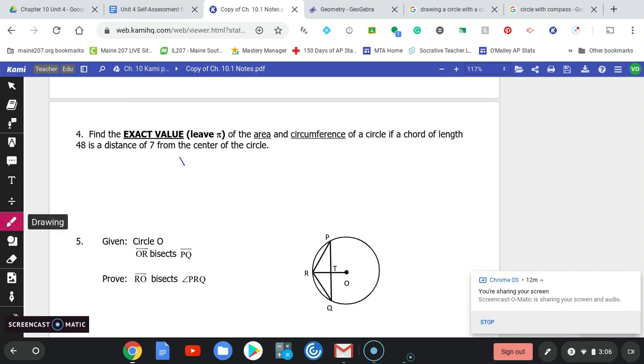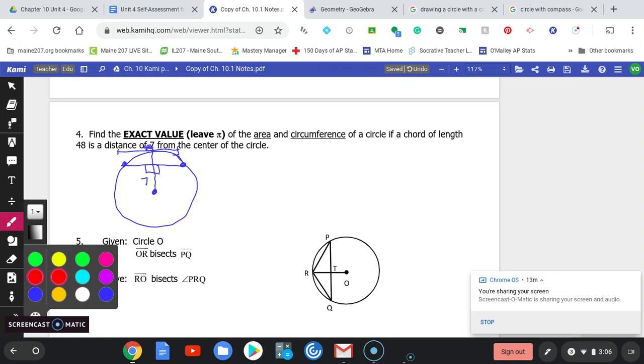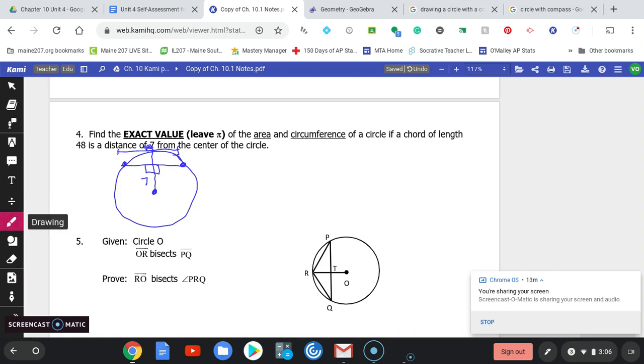So we're going to start like we had done those other problems. We've got a chord, its length 48. And then we know that distance from the center is measured along a perpendicular. So this is going to be 7. We know the chord here is 48. And in order to solve this problem, we're going to need to know what the radius is, because the area and circumference will both need the radius. If this chord is 48, we know a radius perpendicular to a chord bisects the chord. So each of those are 24.